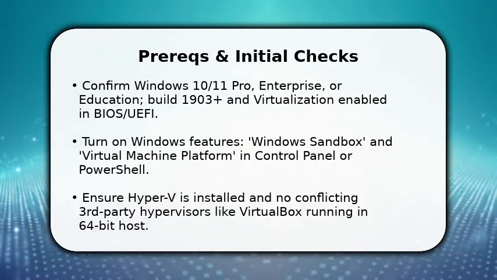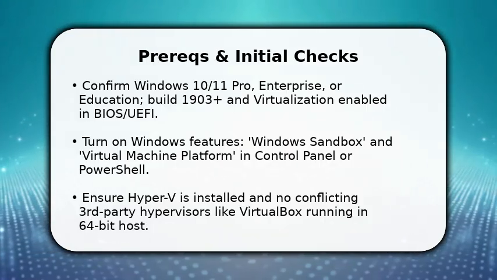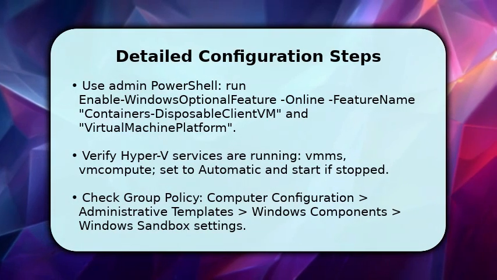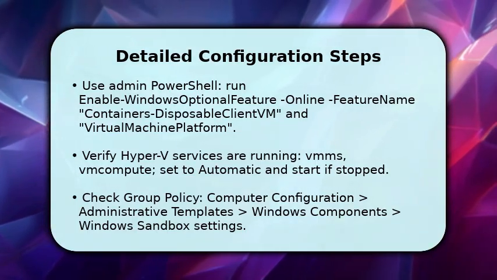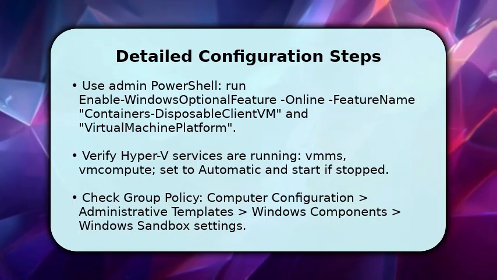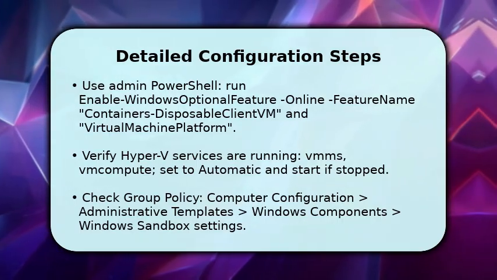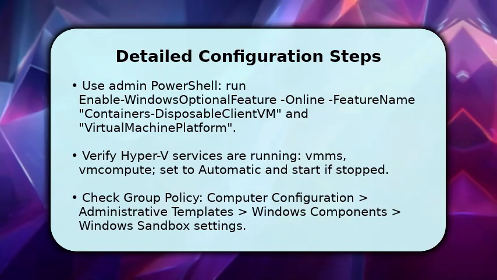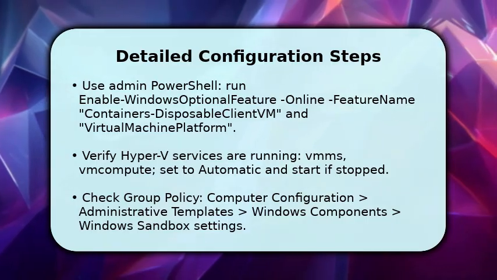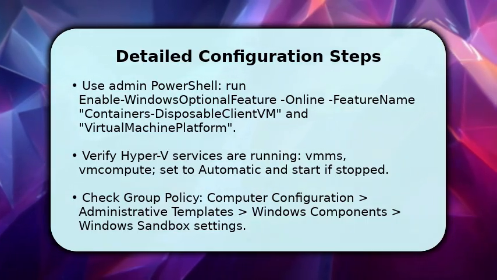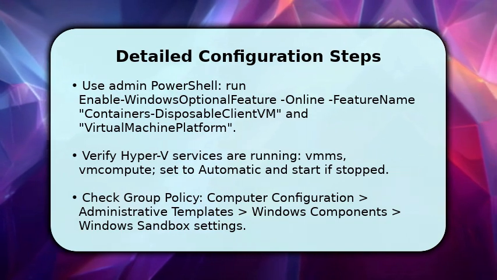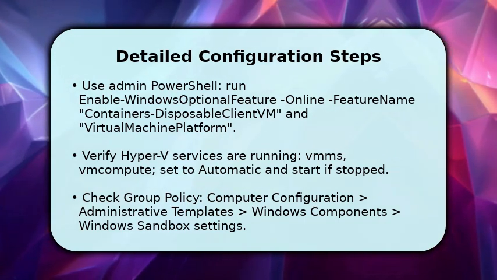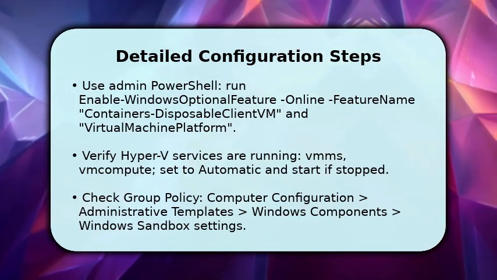Now tackle the complex middle steps to ensure Sandbox can start. Open an elevated PowerShell and enable required features with Enable-WindowsOptionalFeature for the disposable client VM and Virtual Machine Platform. Restart when prompted. Next, verify Hyper-V services like VMMS and vmcompute are set to automatic and currently running. Start them if necessary. Make sure Group Policy hasn't disabled Sandbox.